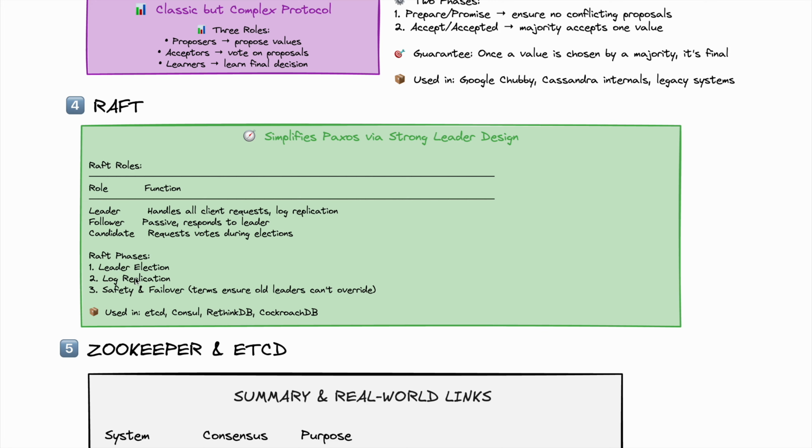Leader election: when we're just starting a cluster, or let's say the current leader fails, then what happens is that each follower starts a timer. If it doesn't hear the heartbeat from the leader, it may become a candidate.